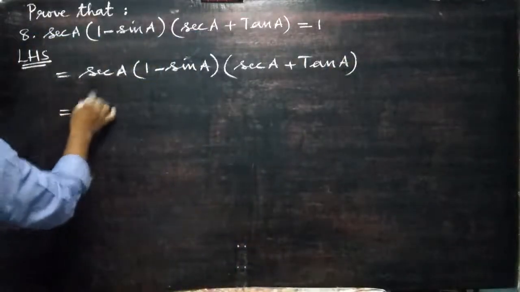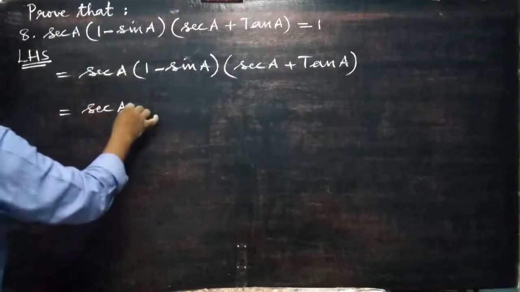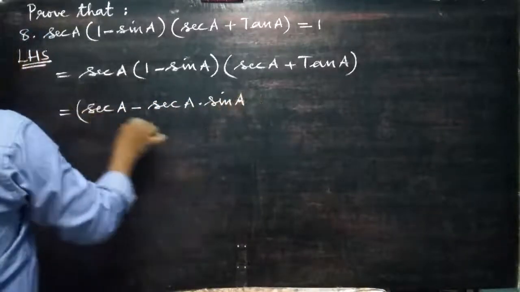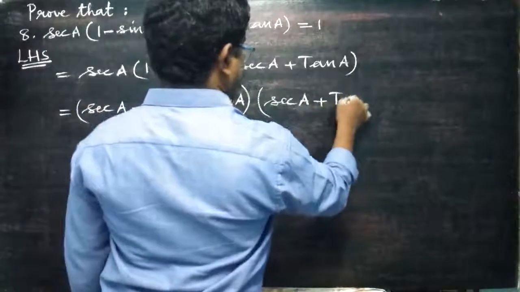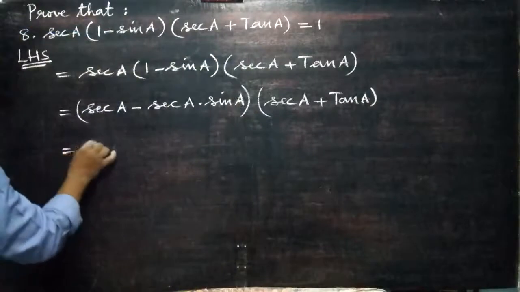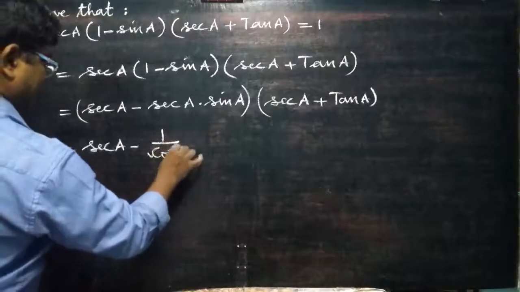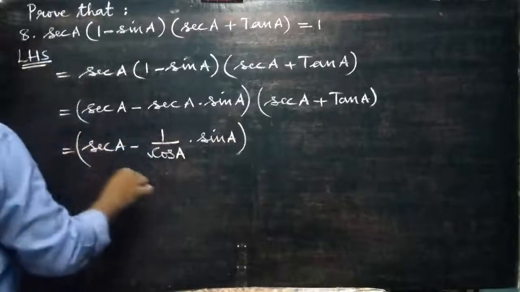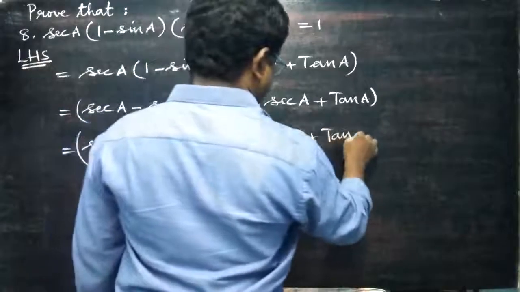Now multiply. Secant A into 1 is secant A, minus secant A into sin A. Close the bracket. This one again, secant A plus tan A. Now, secant A minus, secant we can write as 1 by cos A, 1 by cos A into sin A. Close the bracket. Into secant A plus tan A.